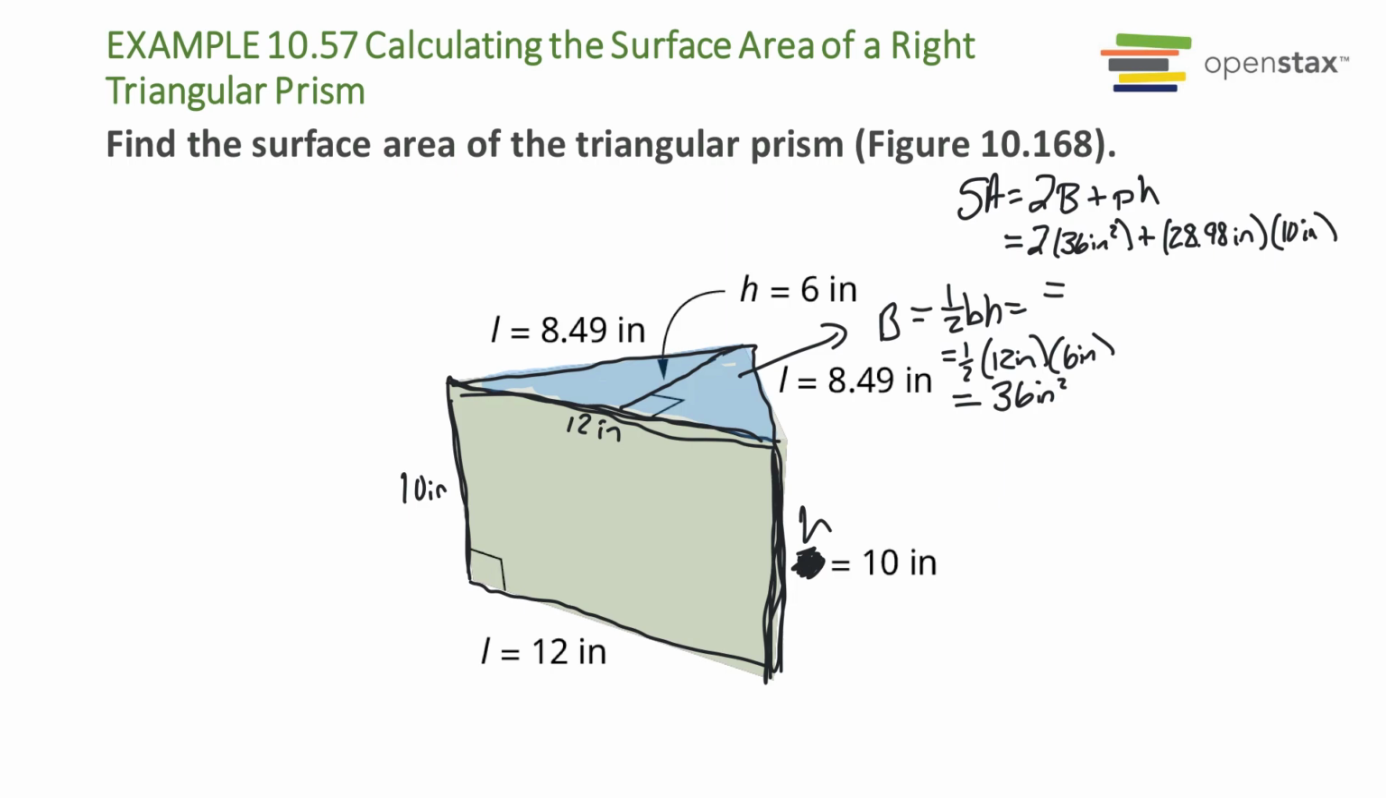So that's going to be 2 times 36, which is 72 inches squared, plus 28.98 times 10, which is 289.8 inches squared. If we add those together, I'll do that in the calculator. That gives me 361.8 inches squared. And so that's going to be the surface area. I kind of think of it as how much paint I'm going to need. And I know it's odd to think about it, but paint is measured in square inches because it covers surface.